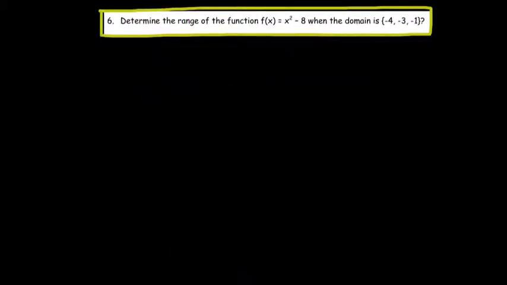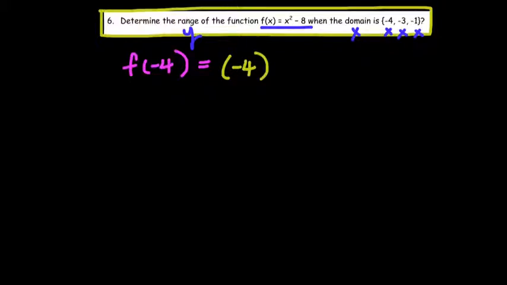So again on this one, it tells us to determine the range. Those are the y values of the function f of x equals x squared minus 8 when the domain, the x values, are negative 4, negative 3, and negative 1. So essentially these are all x's that we'll be plugging into this equation. So for this one, I'm going to start with f of negative 4. So I'm going to say f of negative 4, that's my first x value, is equal to, and here I'm going to plug in that negative 4 for the x. So I'm going to say negative 4 squared minus 8.